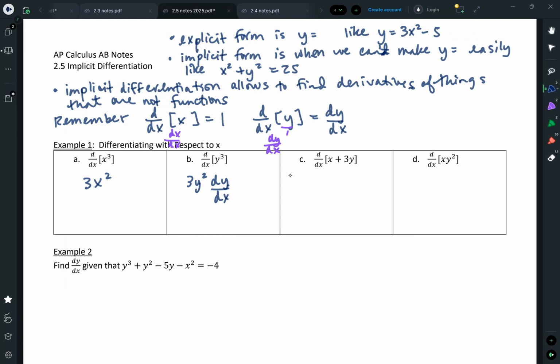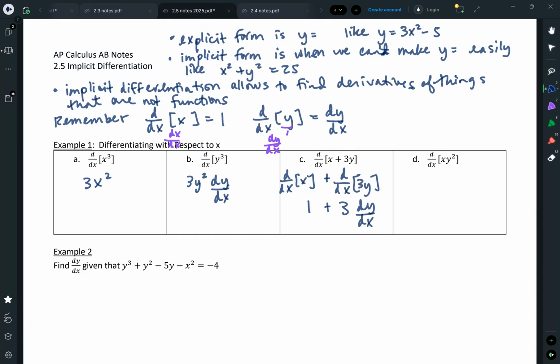First, I'm going to distribute: derivative with respect to x of x plus derivative with respect to x of 3y. This is not a necessary step. We're just trying to understand how this works. So the derivative with respect to x of x is just a 1. And then over here, I'm going to get 3 dy dx. So 3 times the derivative of whatever y is with respect to x.